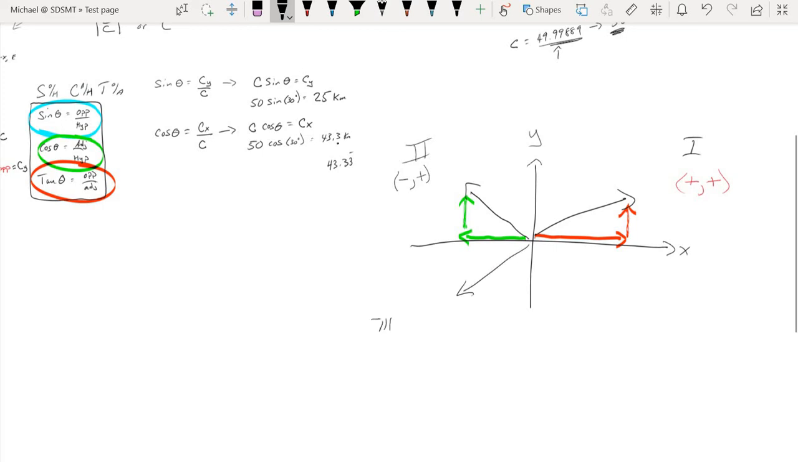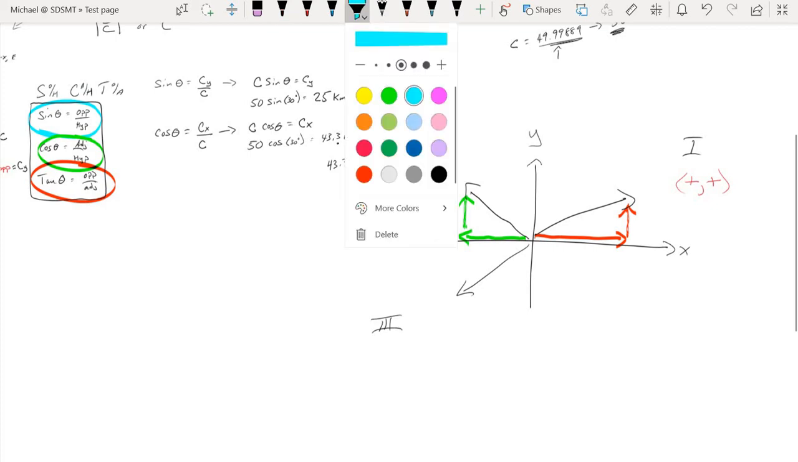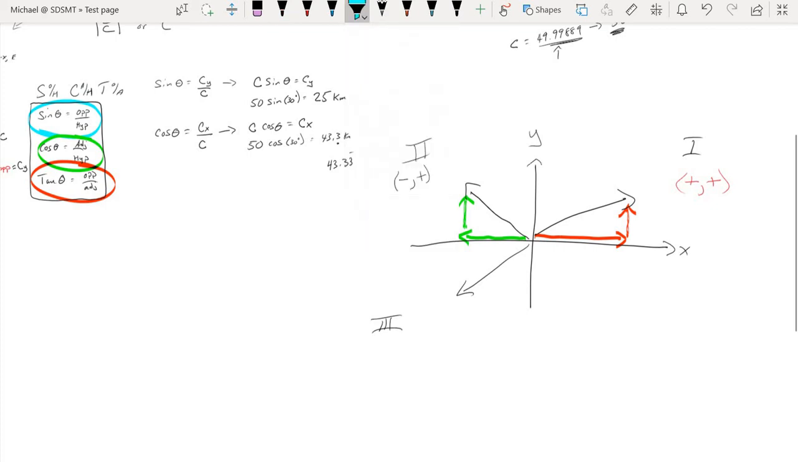Down in quadrant 3, yet another color, we have x and y components of our vector in quadrant 3. In this case, both of our components are negative. We have an x component that's pointing in the negative x direction. We have a y component that's pointing in the negative y direction.